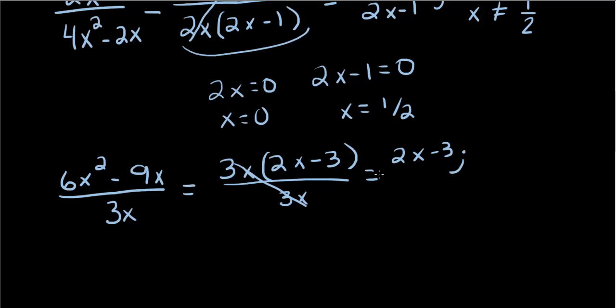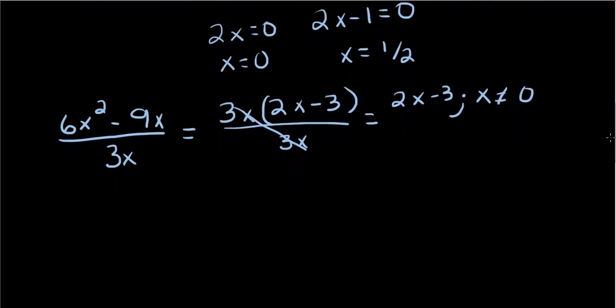But I still have to provide the value or values of x for which the expression is undefined before I cancel anything. So what is the value of x that I cannot have? x cannot be 0. Because if x was 0, we will have 0 times 3 is 0, and the denominator will be 0, which makes it undefined. Let's try another one.